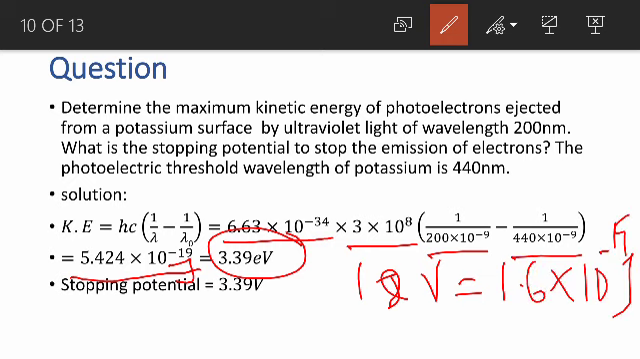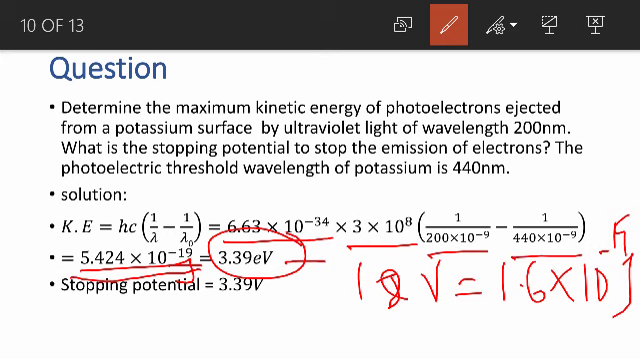Okay, so that's exactly what we did here. We divided this value by 1.6 times 10 to the power minus 19 to give us 3.39 electron volts. So the answer to this question, for the kinetic energy, is 5.424 times 10 to the power minus 19 joules, or you say 3.39 electron volts.